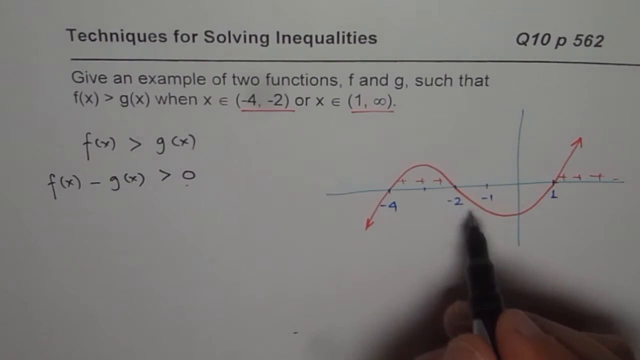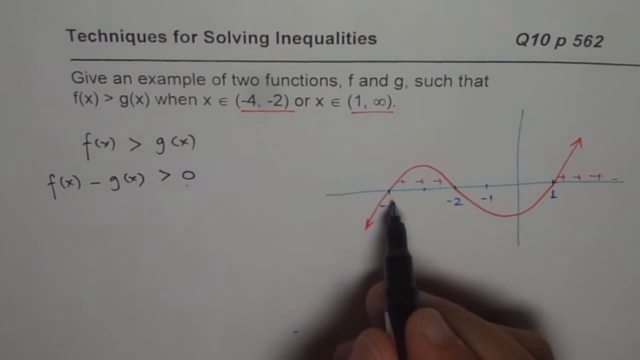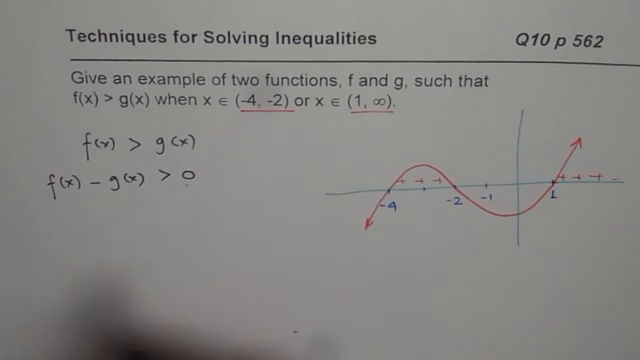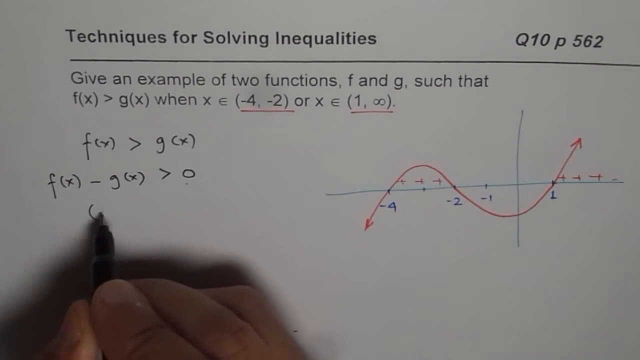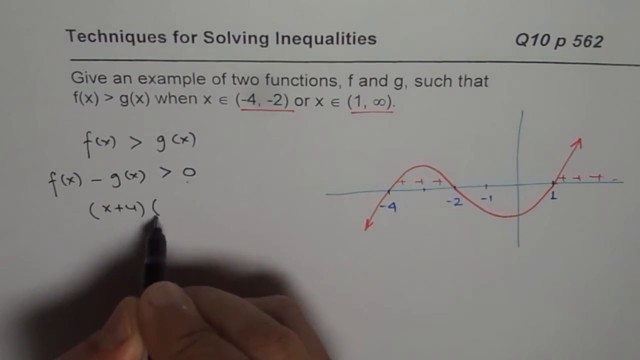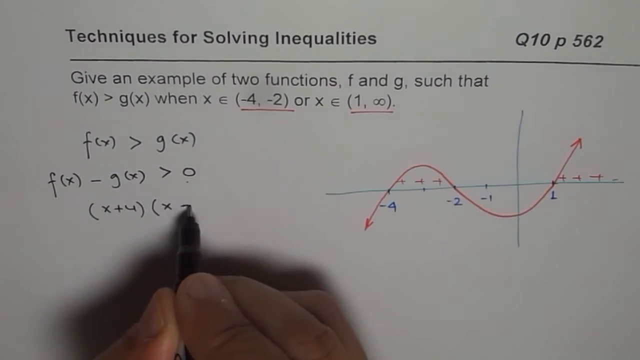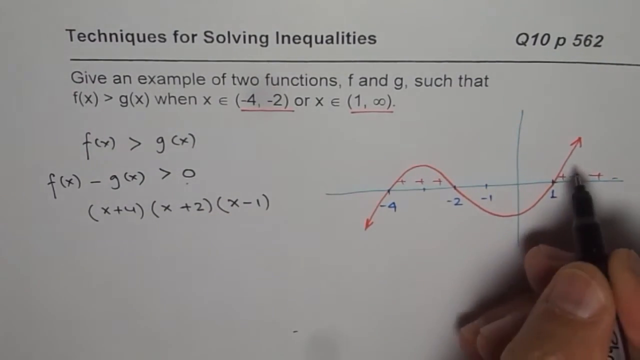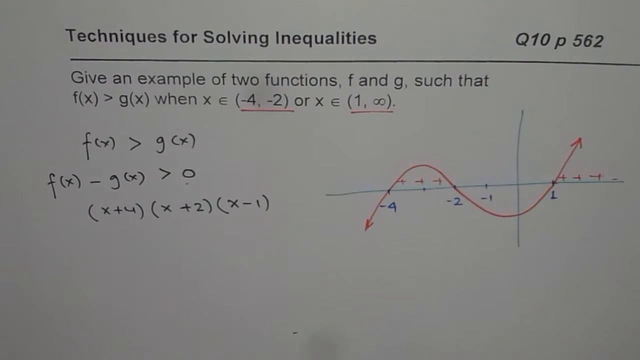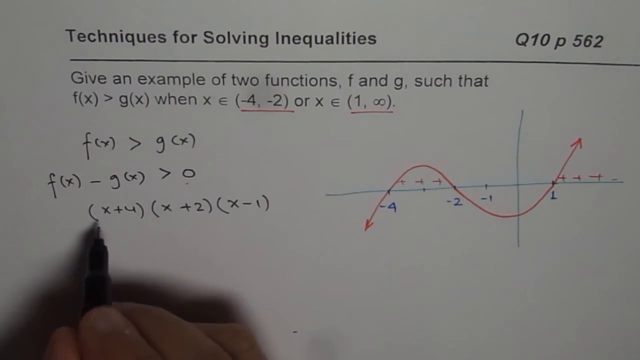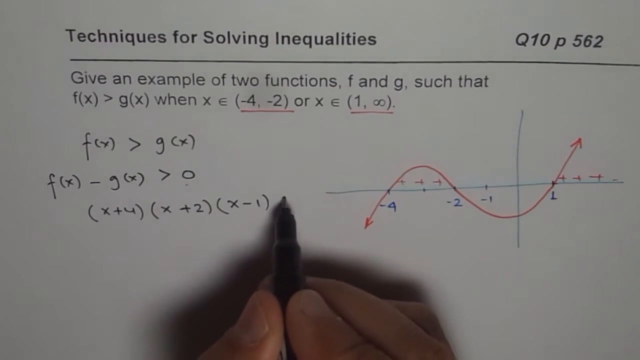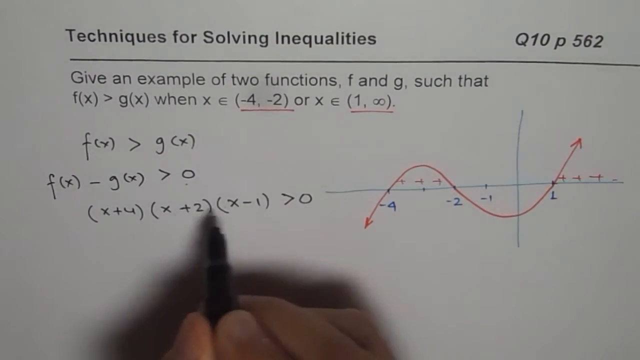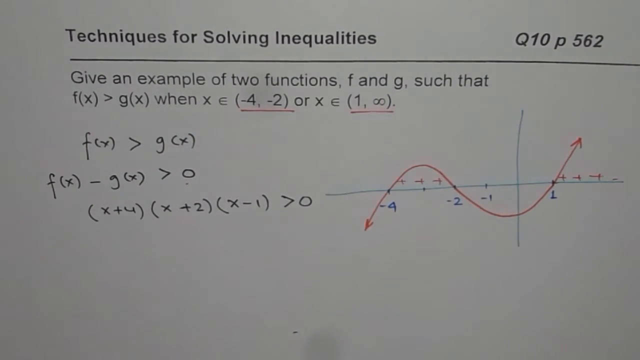So let's write down the equation of this graph, where we have 3 zeros. I could write this as x plus 4 times x plus 2 times x minus 1. That represents this particular graph. I'm taking a as 1. So this becomes my function, and this is greater than 0. That is the inequality which we have. You could write this as an answer.